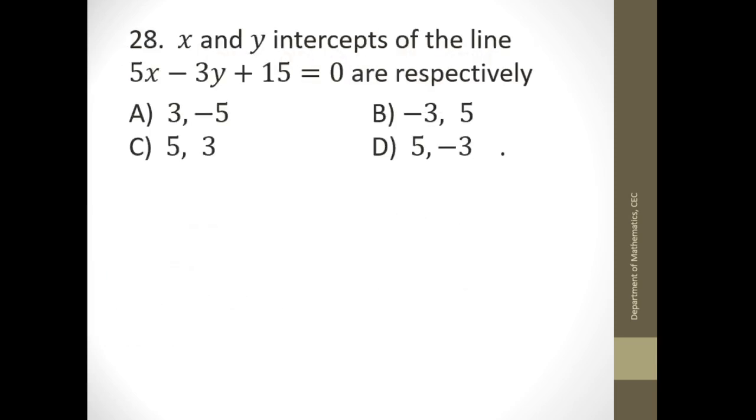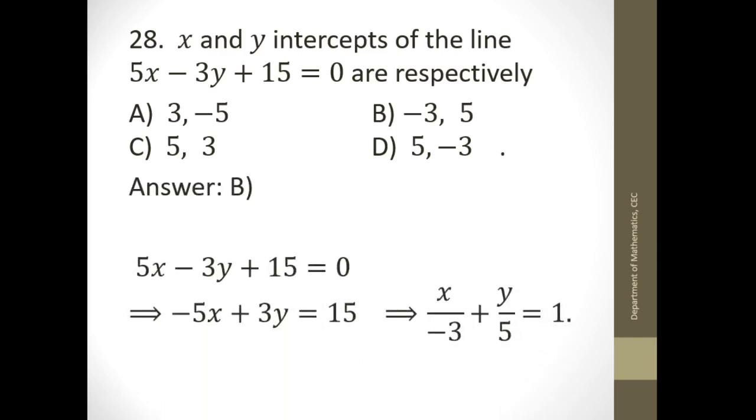If the x and y intercepts of the line are respectively, how to find x and y? First convert the given equation into x by a plus y by b equal to 1. Therefore, it is x by minus 3 plus y by 5 equal to 1. That means you are taking 15 to the right side, it becomes minus 15, multiply throughout by minus sign, minus 5x plus 3y equal to 15, dividing by 15. Therefore, x intercept is minus 3, y intercept is 5.